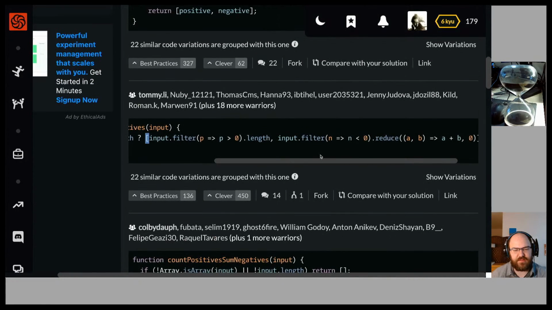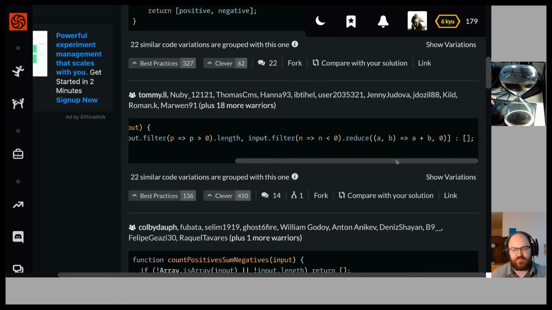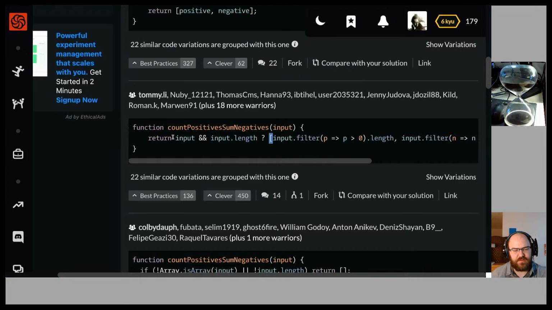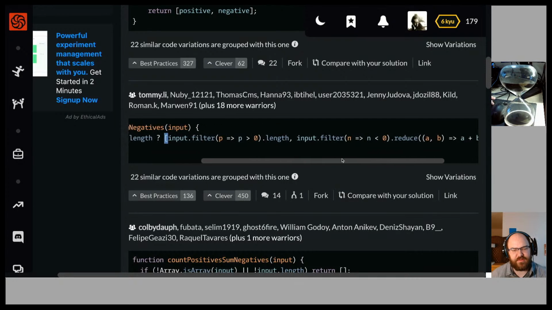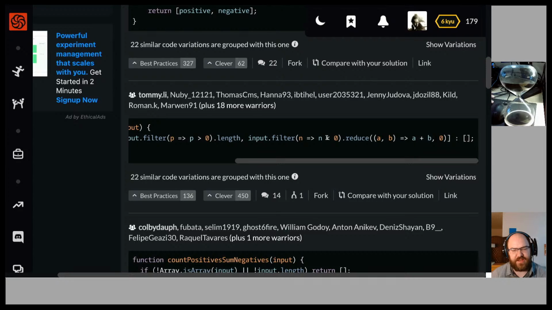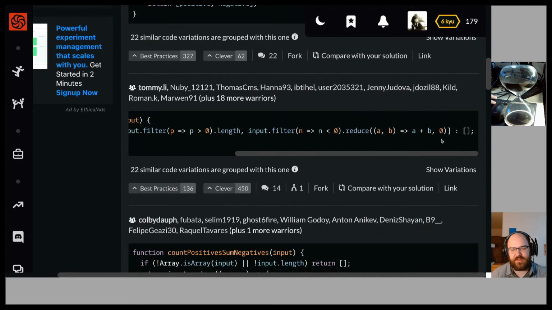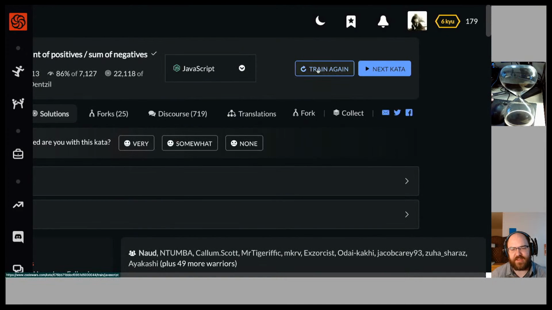I kind of want to see if I can remember that well enough to train again on this one and write it out. So it was return input and input.length question mark, input.filter p is greater than 0 dot length, input.filter n is less than 0 dot reduce a comma b goes to a plus b comma 0. Here we go. Let's do some active recall.